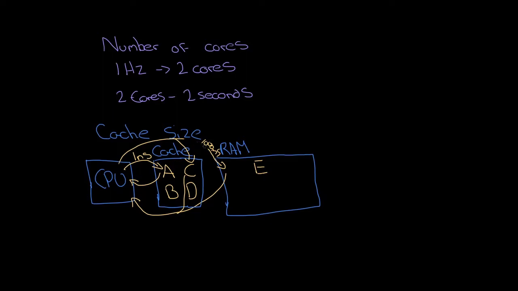So cache size is important because it's all about how fast the processor can access memory. And if I have a larger cache, then on average I'm going to go to cache more often, and that's going to speed up the whole running of the program as well. So they're the three things that can improve your processor performance. You've got clock speed, number of cores, and cache size.